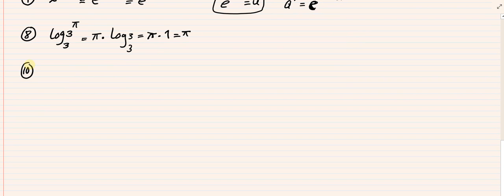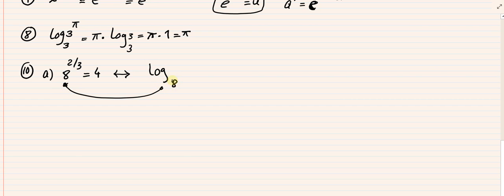Exercise number 10 is asking us the same thing. Write the exponential equation as an equation using logarithms. So in number 10, part A, we have 8 to 2/3 equals 4, and we want to rewrite it in log form. So in logarithmic form, the base, that is 8, is going to show up as the base in the logarithmic expression. The answer, which is equal to 4, becomes the argument of the logarithm. And 2/3 is the answer to the logarithm.